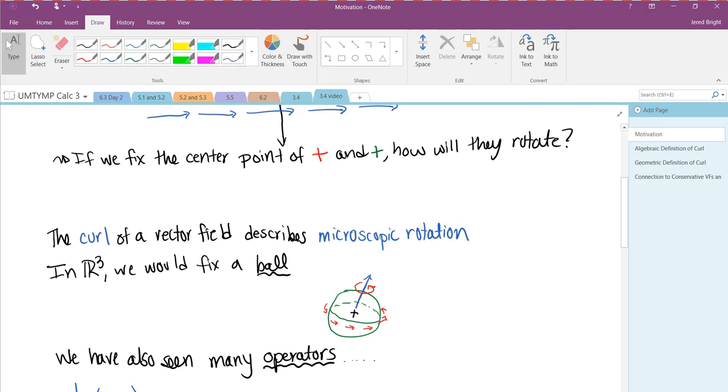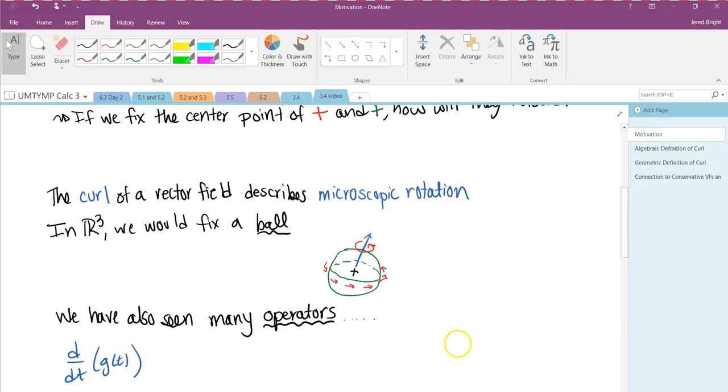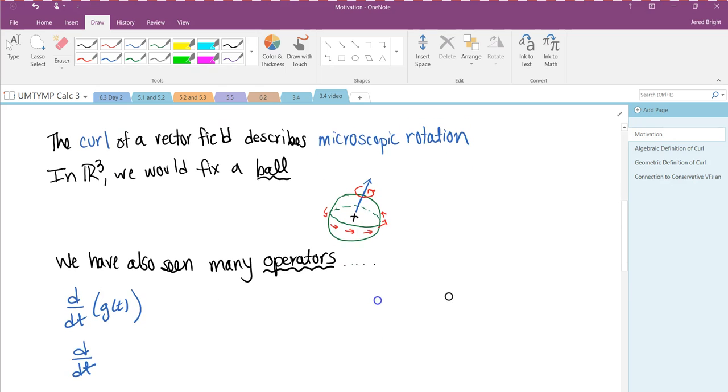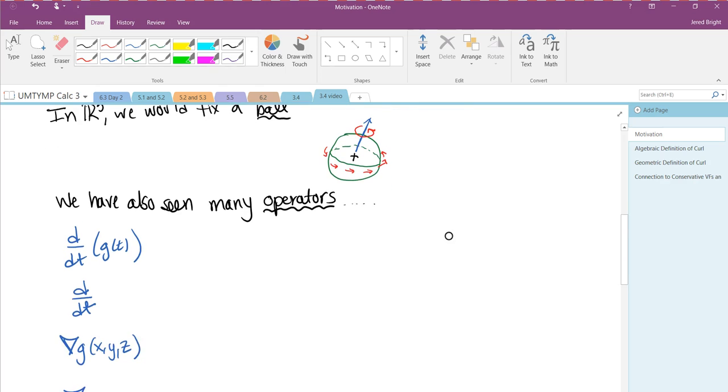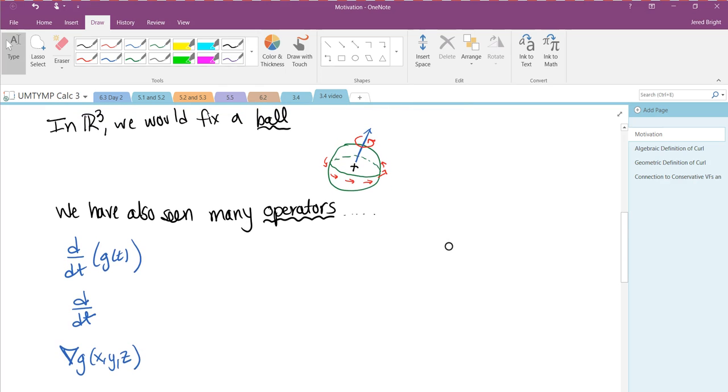We've seen a lot of operators before. We've seen d/dt of g of t, so this just means really take the derivative of g of t with respect to t. d/dt just means take the derivative with respect to t. So the gradient of g of x, y, z, doesn't this just mean literally that we do the partials and put them as ordered pairs, or ordered triples in this case?